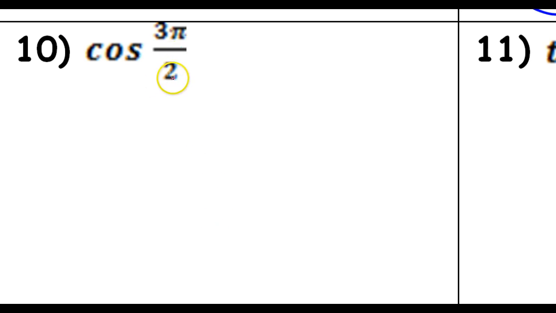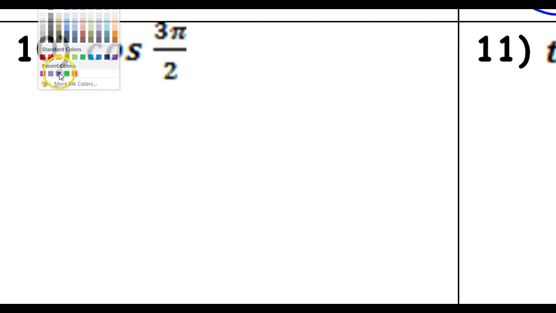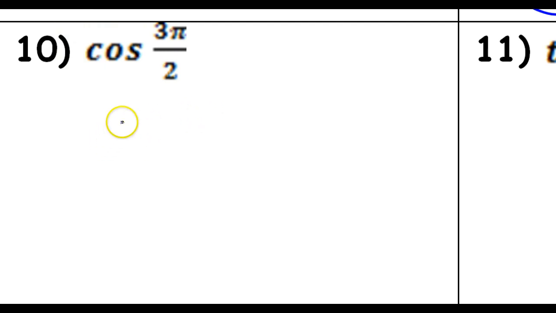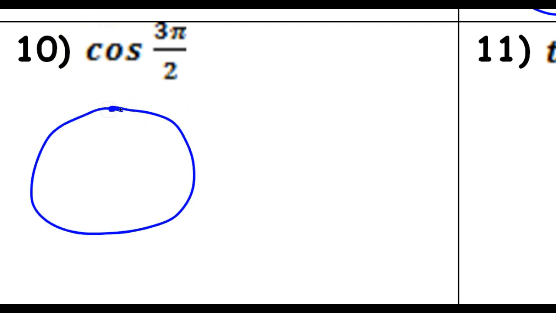Cosine of 3 pi over 2. Again, it's all about the picture, so let's just go straight to it. Here's the picture. These are pi over 2's that you're looking at. If we start off in standard position, we're going to go 3 pi over 2. So that's 1, 2, 3 pi over 2 is right here. That puts us right here as far as the terminal side.